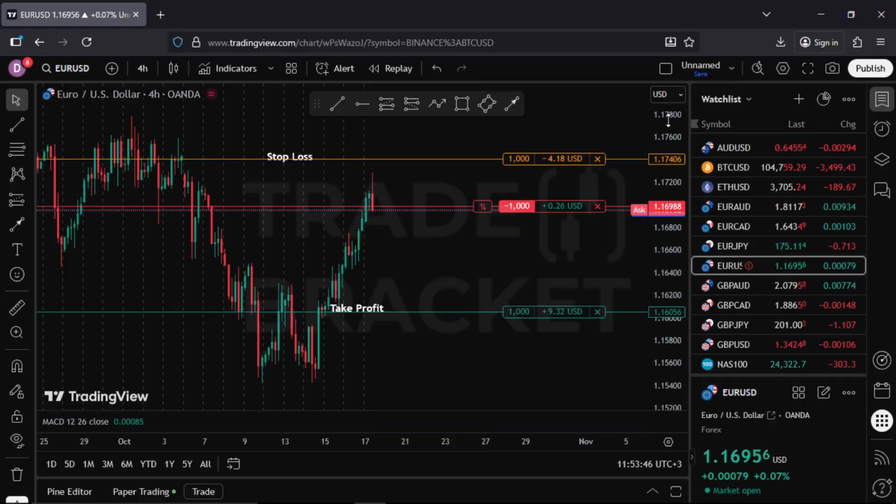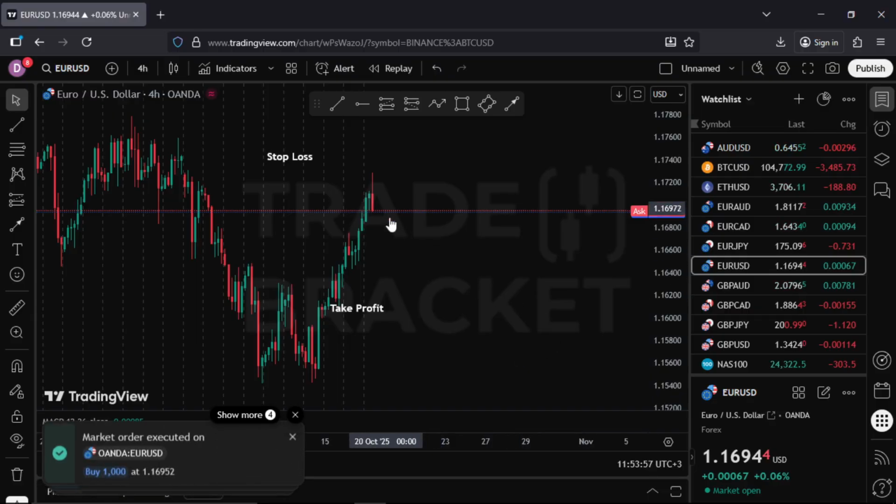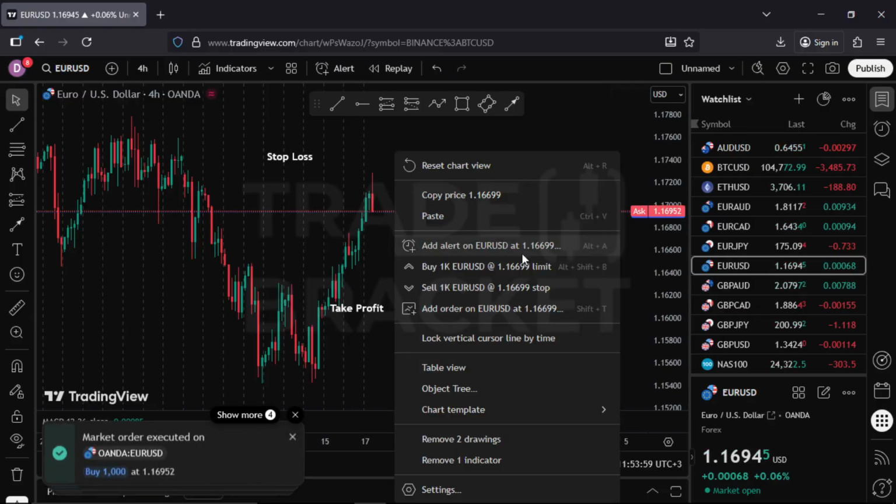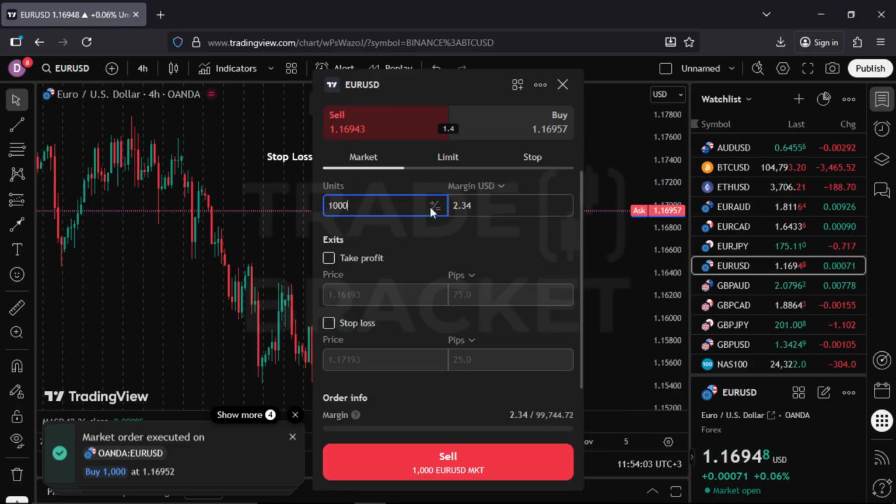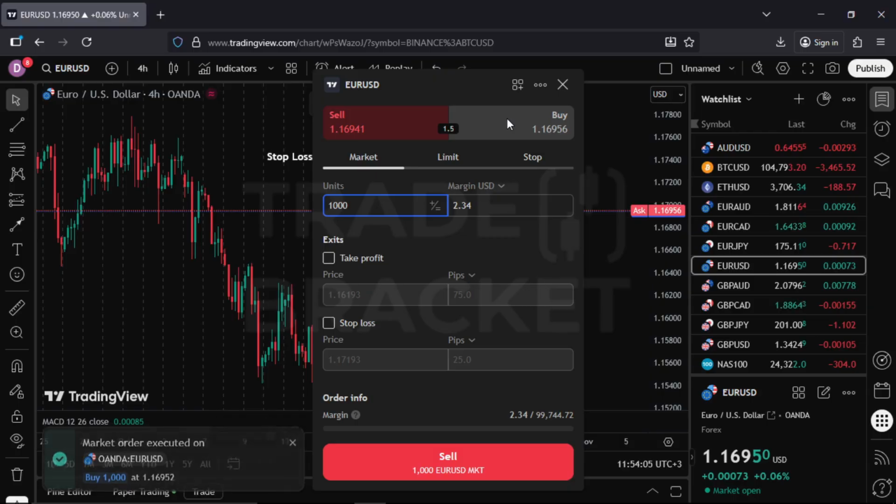Let me delete all this. If you want to delete your order, you just click on the X right there. It says close position, so I'll just close it. Now let me pull up the order ticket once again. That was a sell example. If I wanted to buy, I'll click on add order, then I'll click on buy.